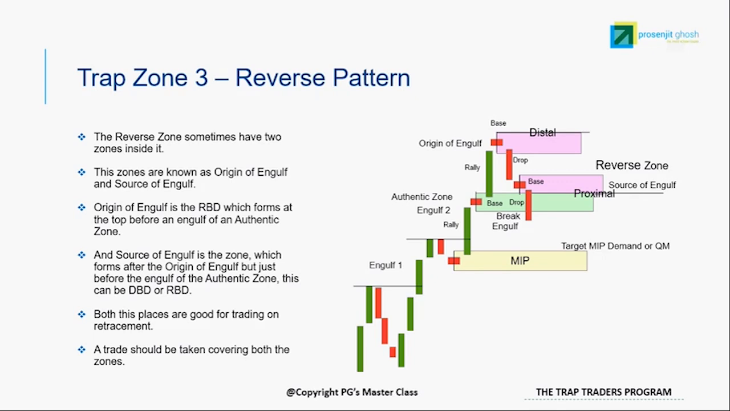Reverse zones can further be divided into two more zones. One is origin of engulf and another is source of engulf. So when price returns to the source, it will give its reaction and the target is the same, the opposite MIP demand or QM. Okay.